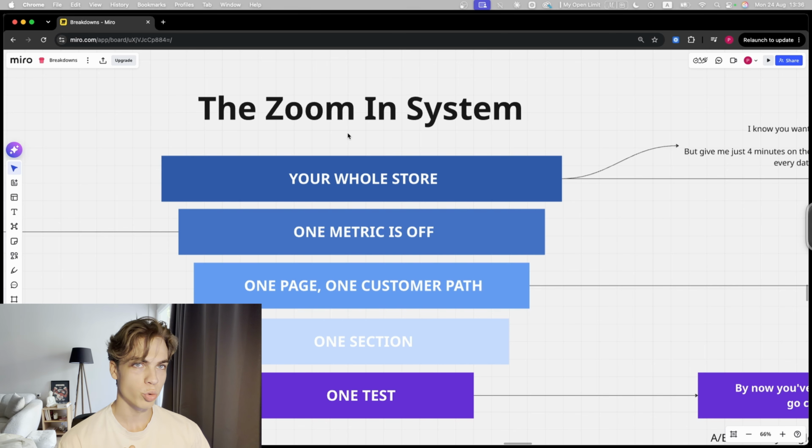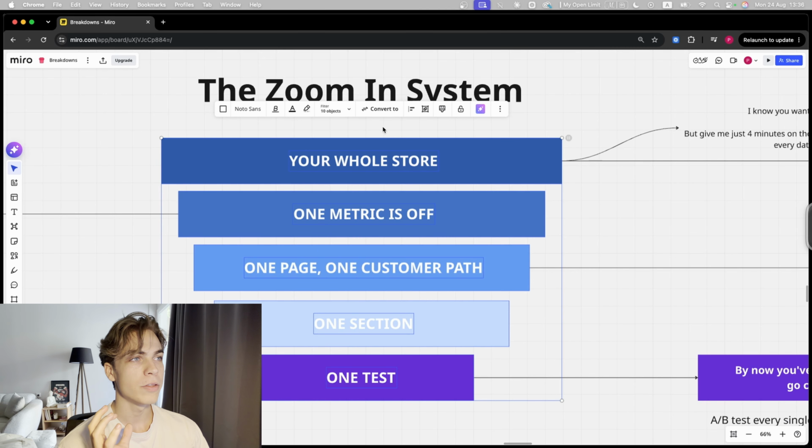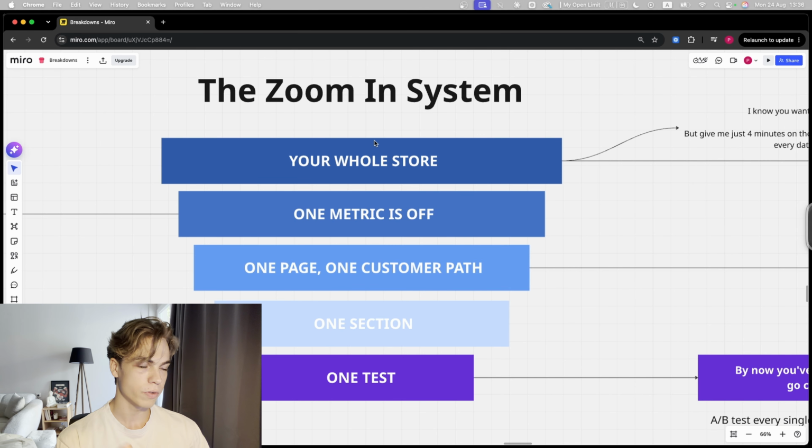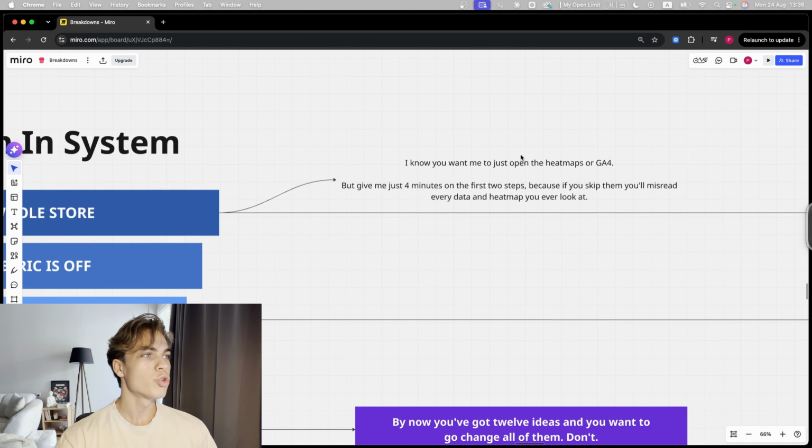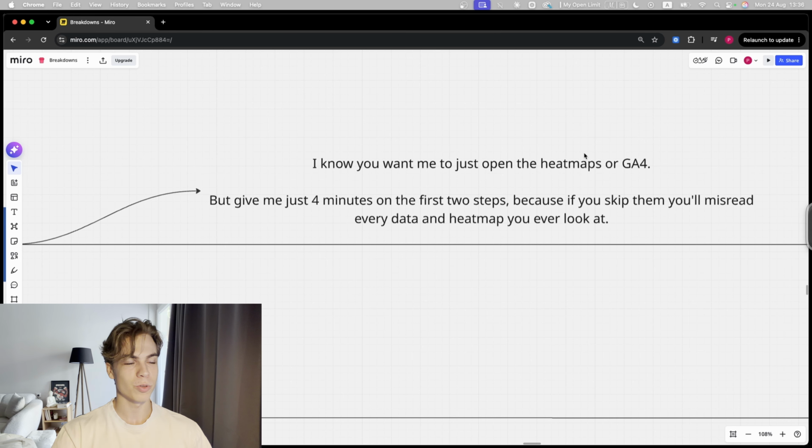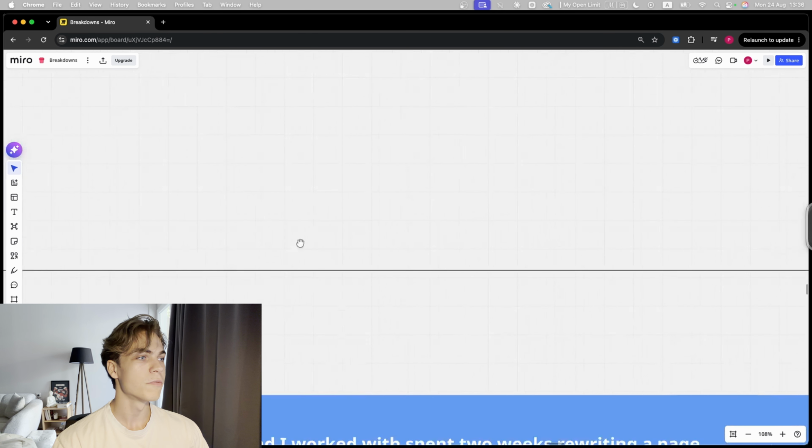All right, so what we're going to go through, I just call it the zoom in system, and basically there are 5 levels here, and you are going to start off instantly with the first level, which is basically your whole store, right? And I know that you just want me to open heat maps or open Google Analytics and go straight into telling you, hey, do this, do that. But first, give me just a couple of minutes on the first 2 steps, because honestly, if you skip this, you will misread every single data point and every single heat map that you look at. So please just give me a bit of time here, okay?